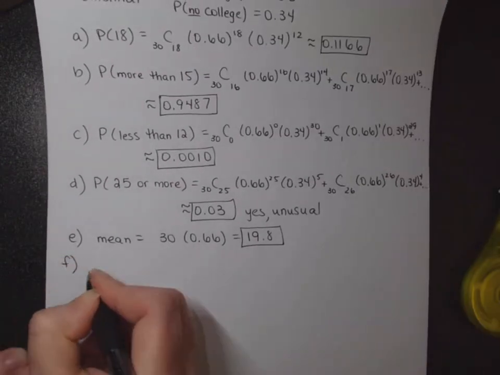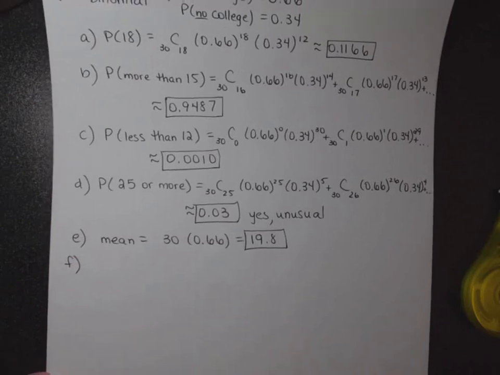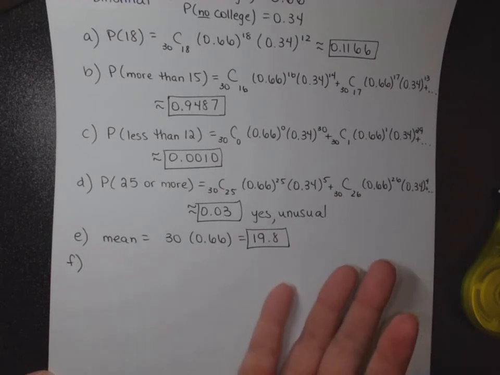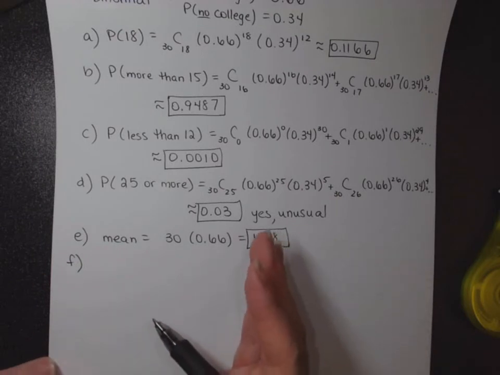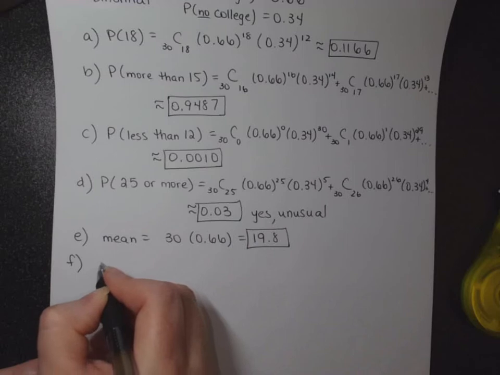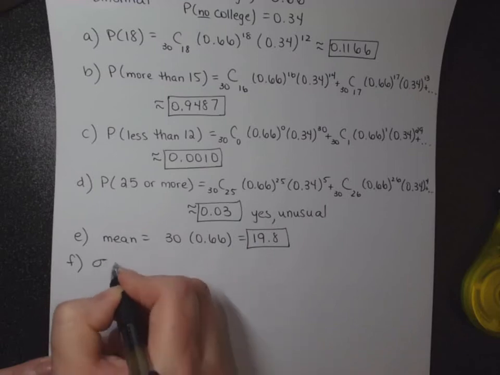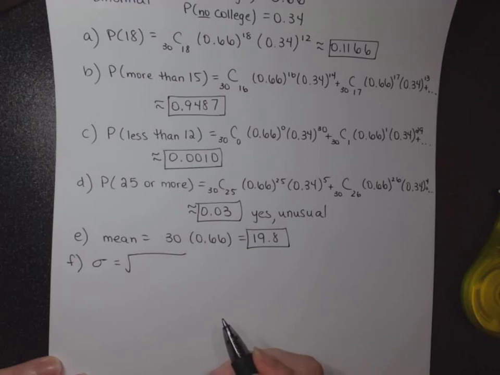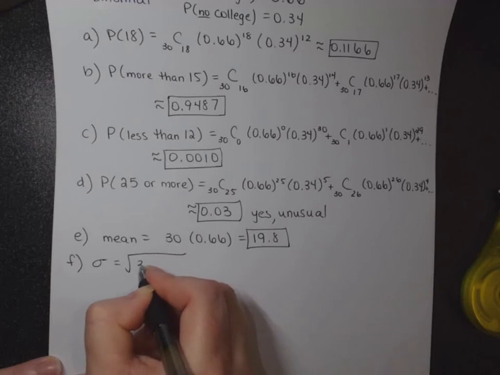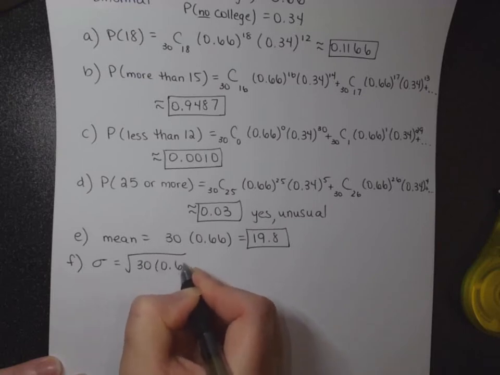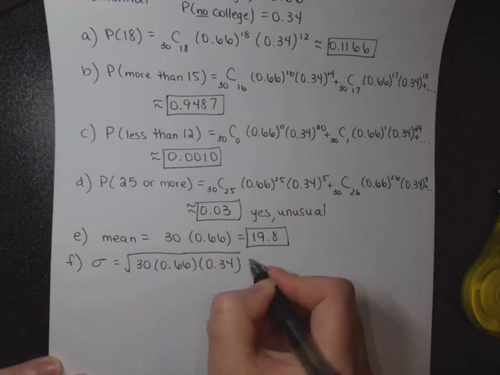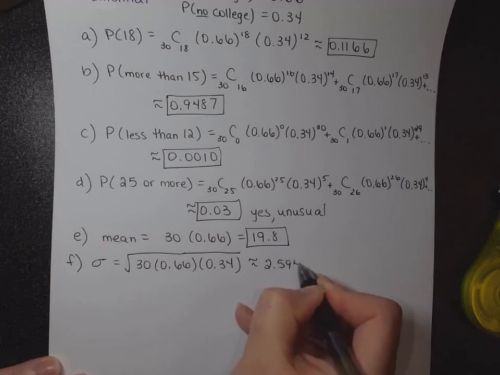And then part F. What is the standard deviation of the number who enroll in a college? So we want the standard deviation. So you need to actually go and look at the formula for standard deviation for a binomial. It's going to be a square root always. And the formula for variance, at least, is the number of cases times the success probability, but also times the failure probability. And that works out to be 2.5946.